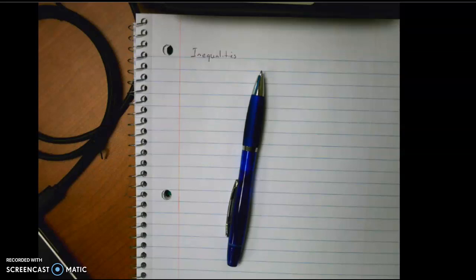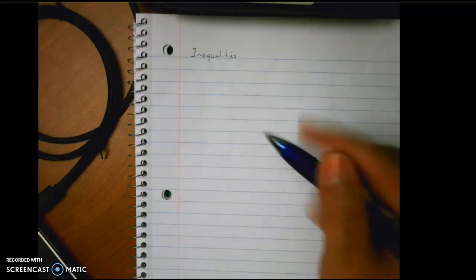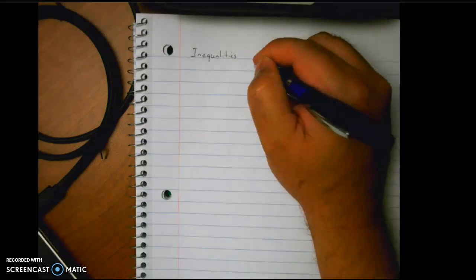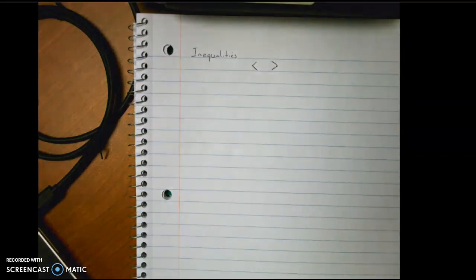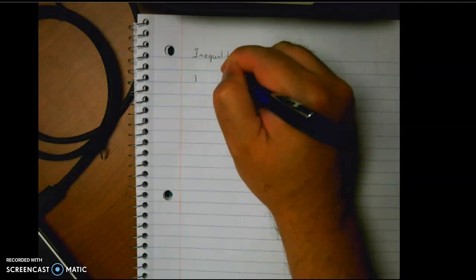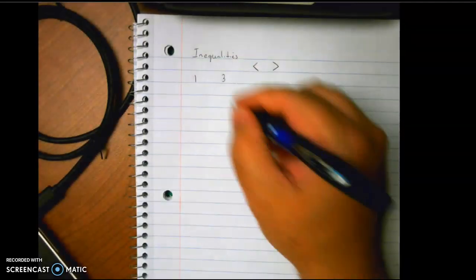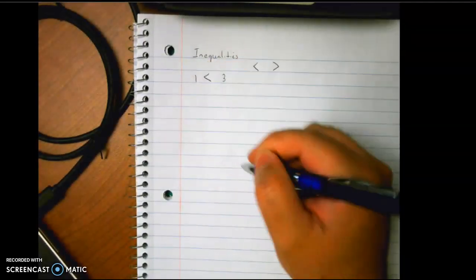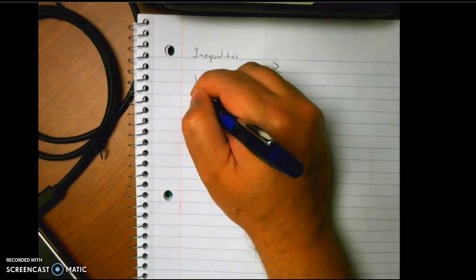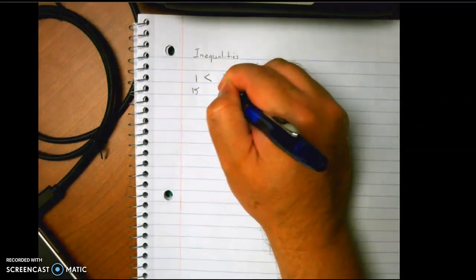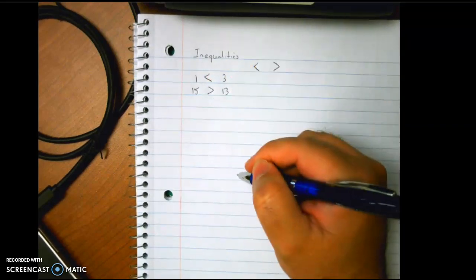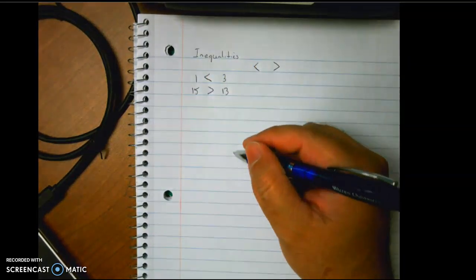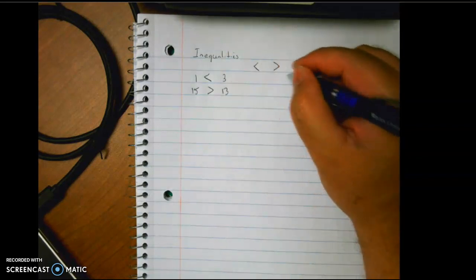Hello and good afternoon. Today we're going to start talking about inequalities, or some of you might remember it as these things, the greater than and less than symbols. So, like simple stuff, 1 and 3, which one is greater than, less than? 1 is less than 3. Or 15 and 13. 15 is greater than 13. So real quick, let's look at these couple of problems here.